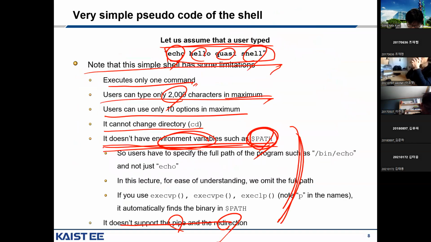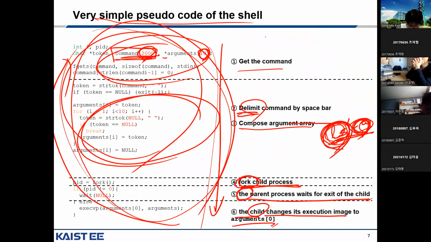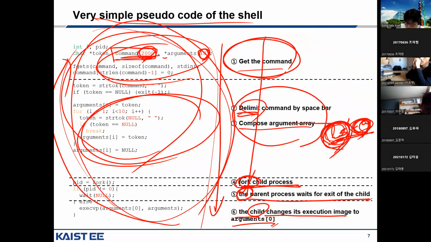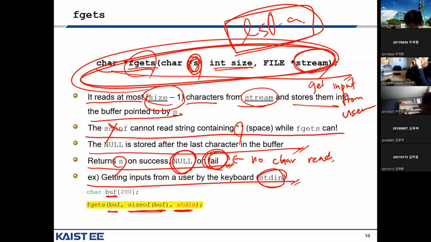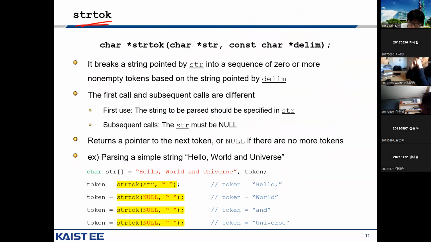From this workflow, after getting the command, what is the next thing to do? It is to interpret the command. The first thing we need to do, as I told you before, is to dissect the command into smaller pieces. How we do that is we use a function called string token.